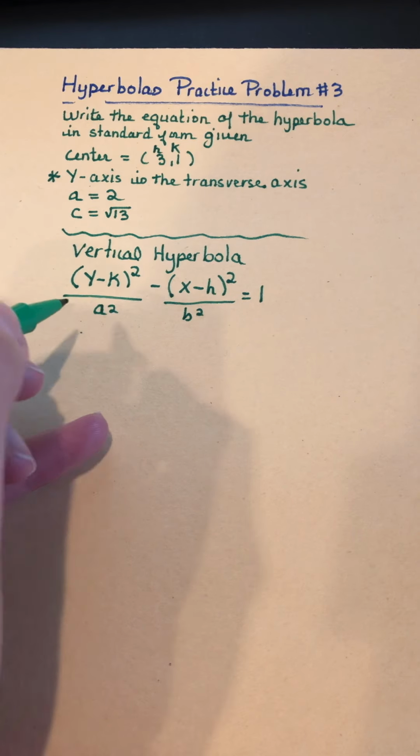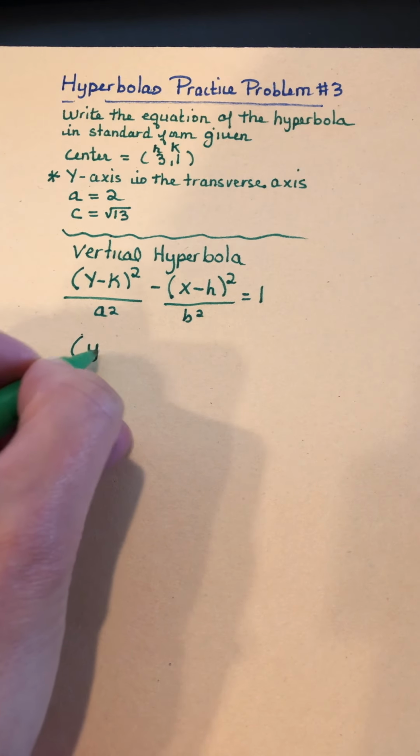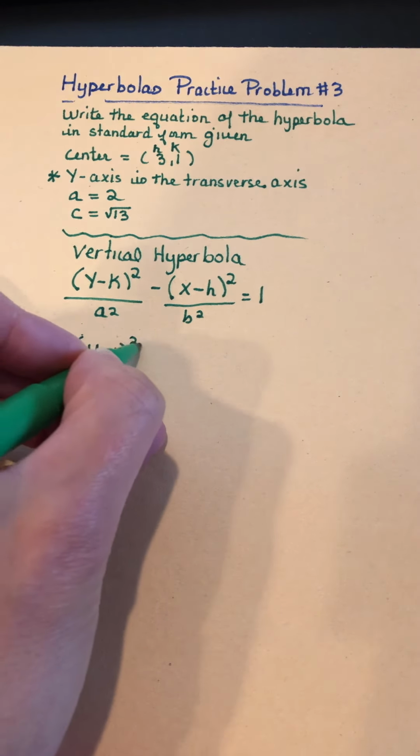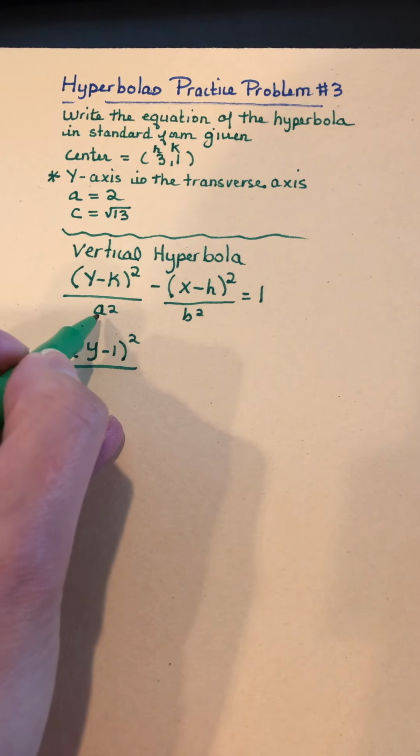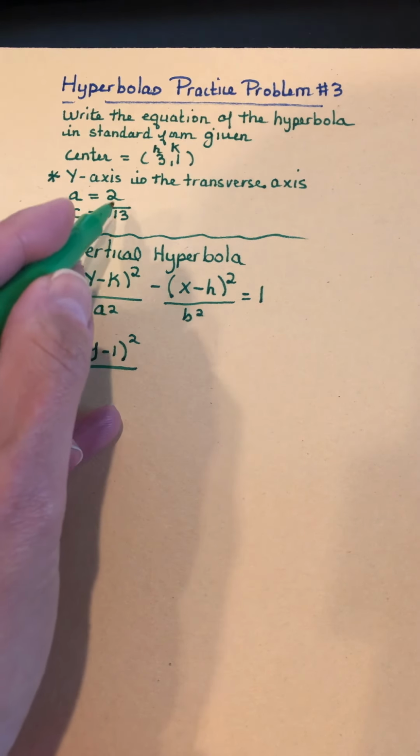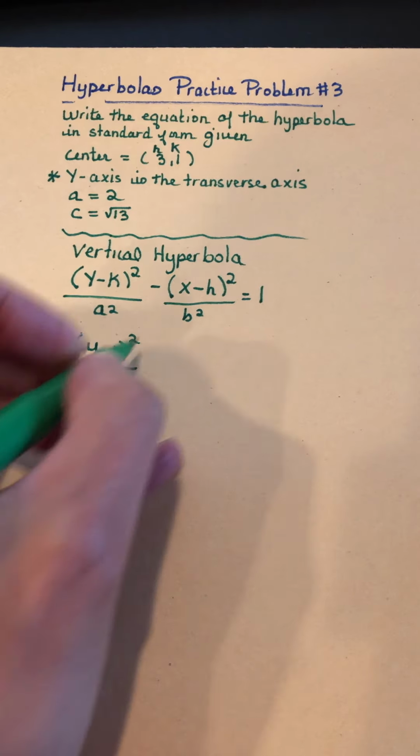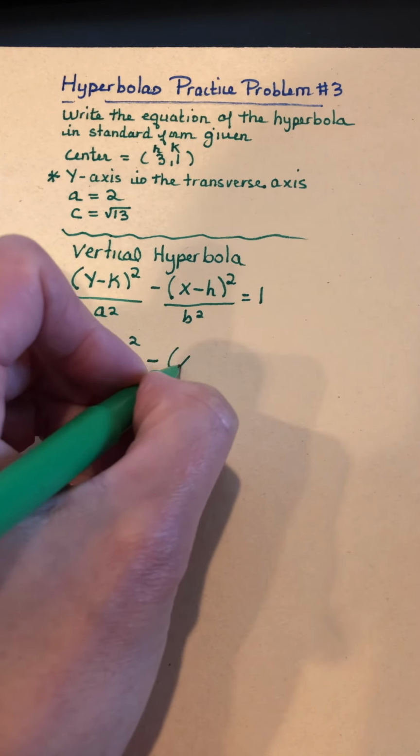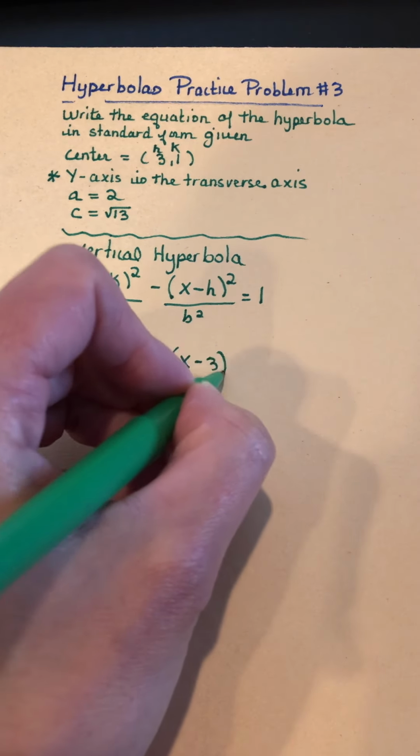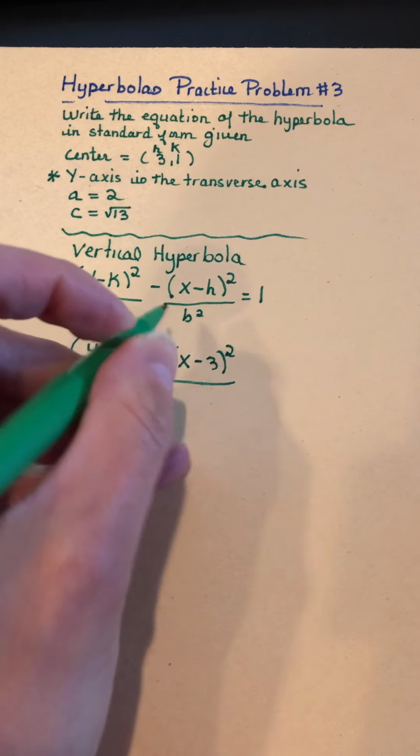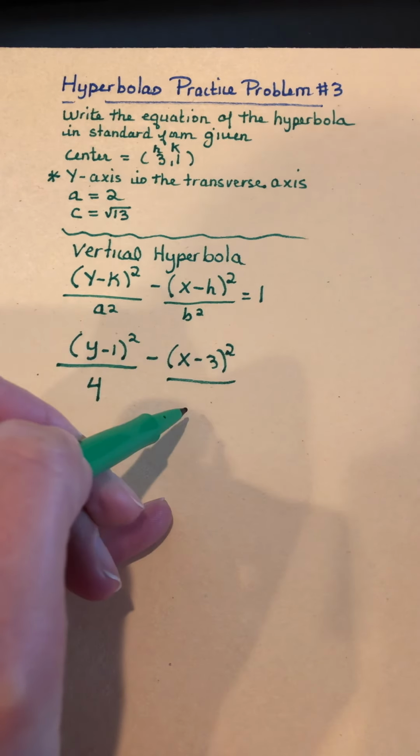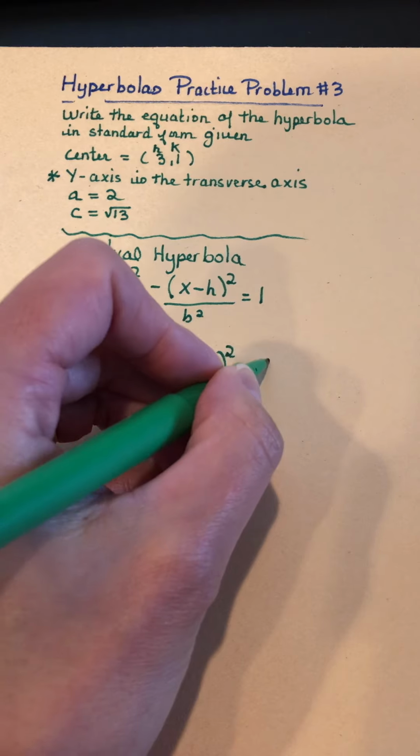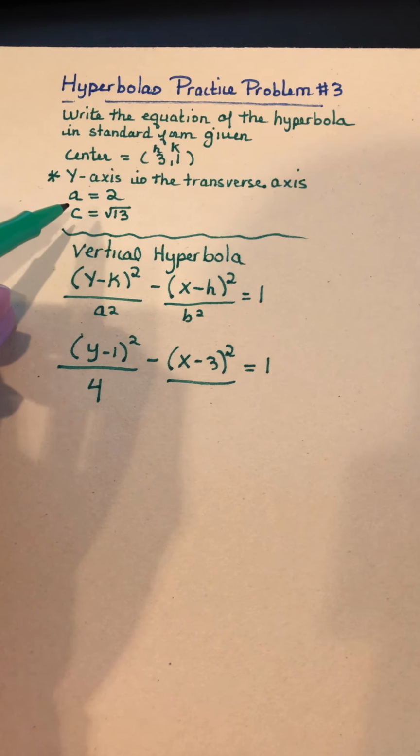So what does that look like? That's going to look like the quantity (y minus 1) squared. Now I know a squared because I know a is 2, so this is going to be 4. And then minus the quantity (x minus 3) squared over b squared. Now I don't know b squared yet, so I'm going to leave that blank, but this is going to equal 1.